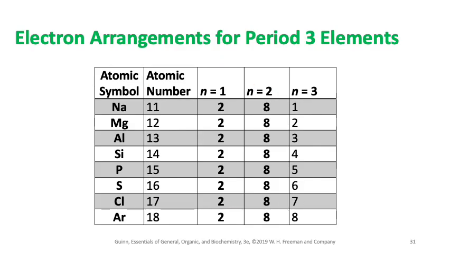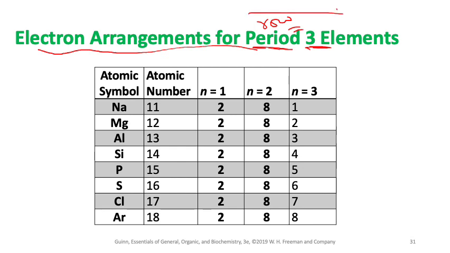Now there is one more table on this slide. This also shows the electronic arrangement for third period elements, meaning third row elements. If you go row-wise, on the third row you will see sodium, magnesium, aluminum, silicon. So we'll see how the electrons are arranged within these atoms.